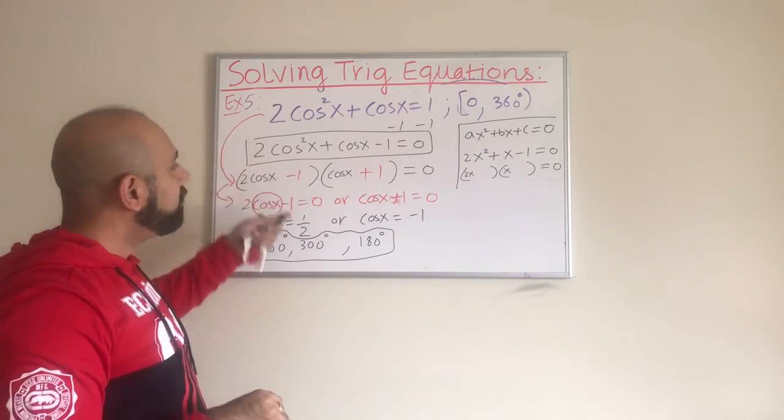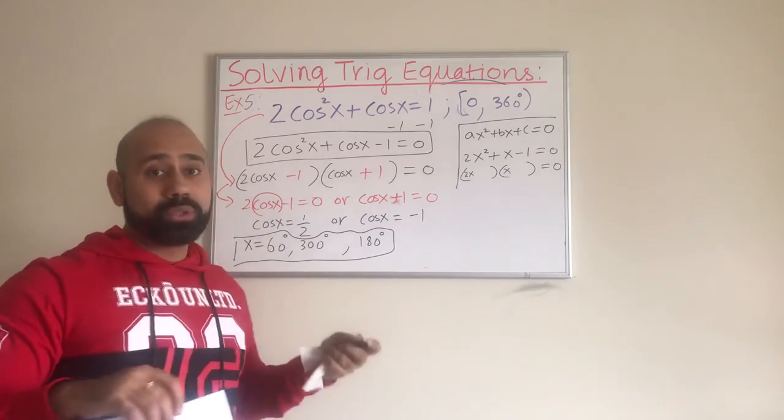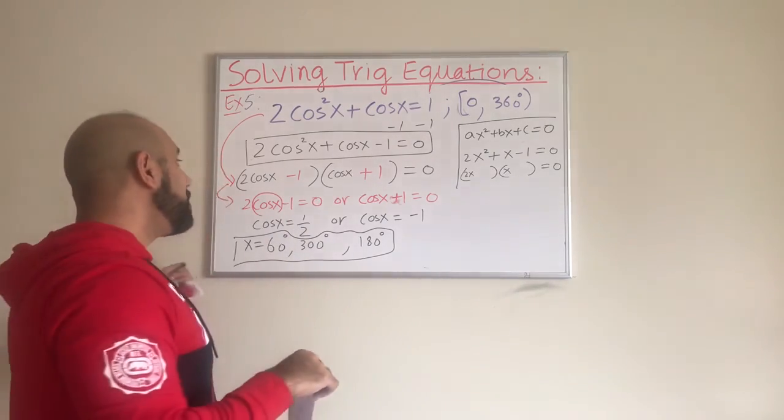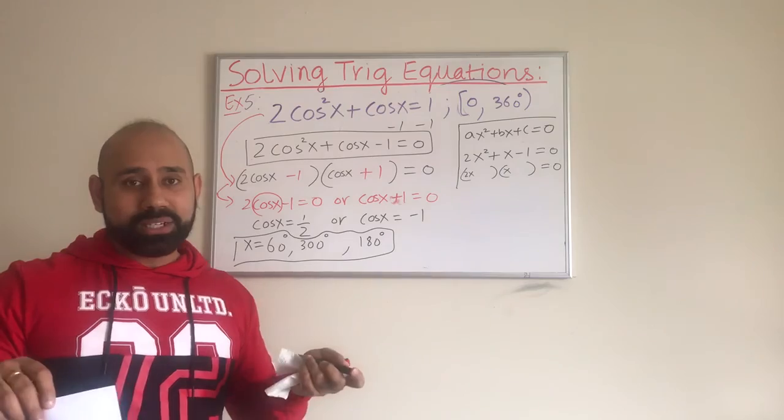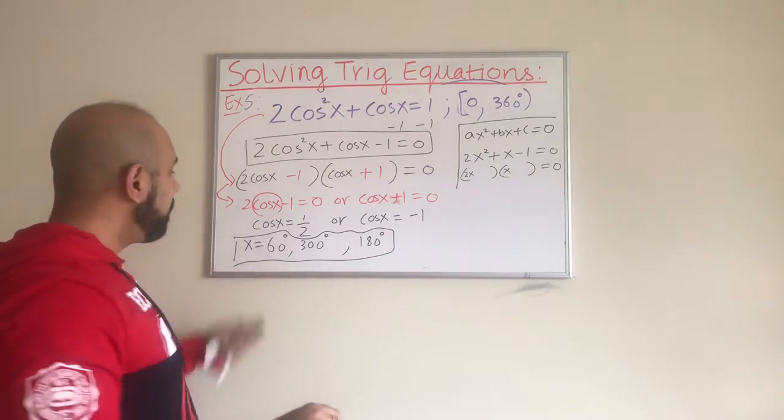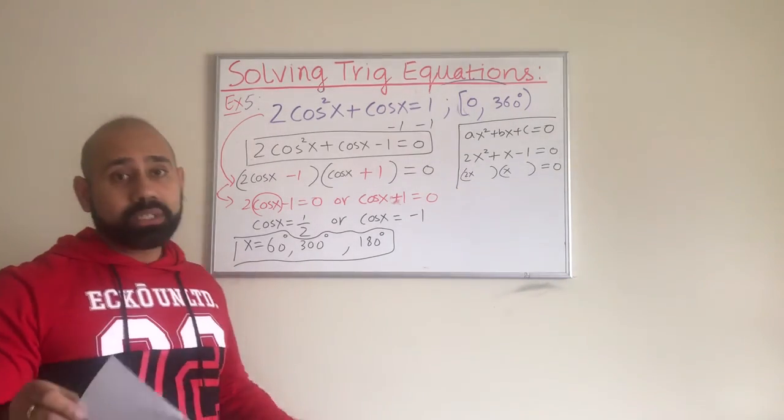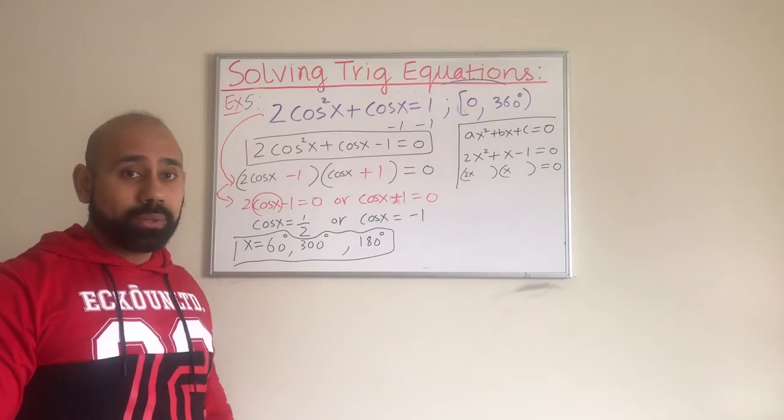It was a quadratic form, so we had to solve this like we would solve a quadratic equation. It was not too complicated to find the factors. We were able to find the factors. From the factors, we were able to look at the unit circle and find the angles. Okay, example 5 is done, guys.